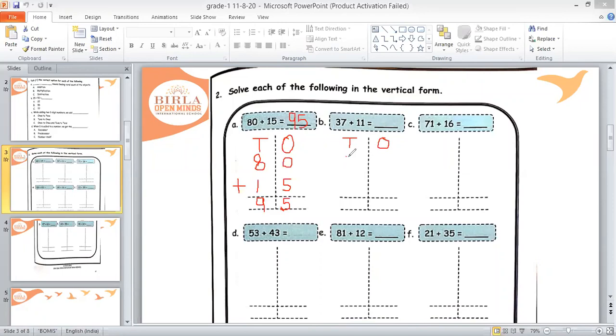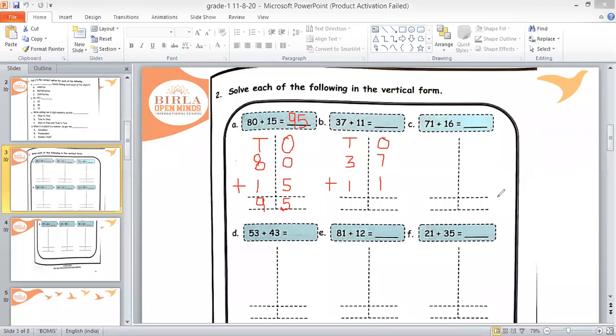So 3 will come in tens place, and 7 will come in ones place. Then you will write your next number. Your next number is 11. So we will write 1 here in tens place and 1 here in ones place. And beside this, we will put a plus sign. Okay.